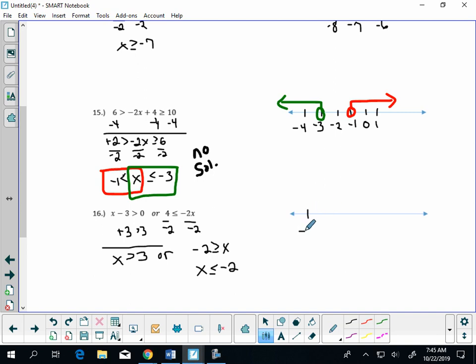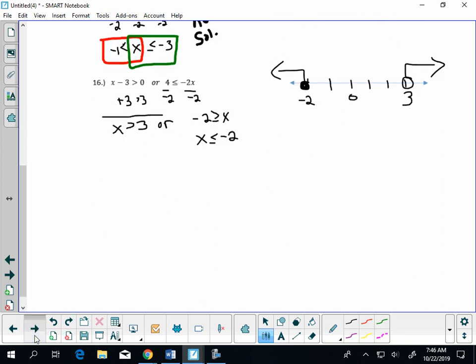So -2, -1, 0, 1, 2, 3. Open dot at 3, shaded to the right. Closed dot at -2, shaded to the left. And they are going in opposite directions. Kind of proves to you that you need to work slowly and it's easy to make a mistake.